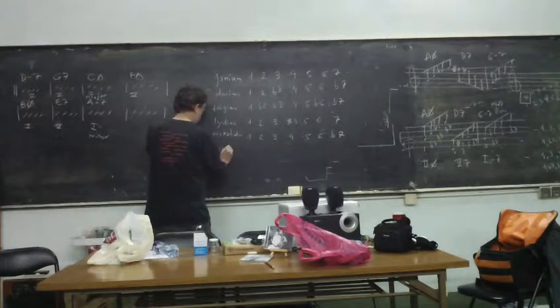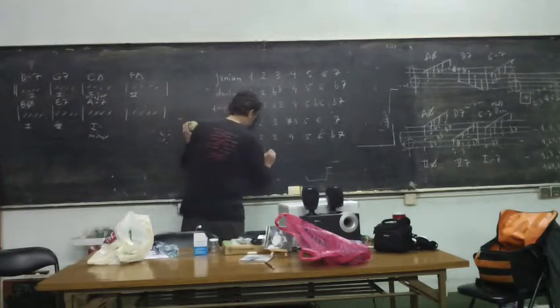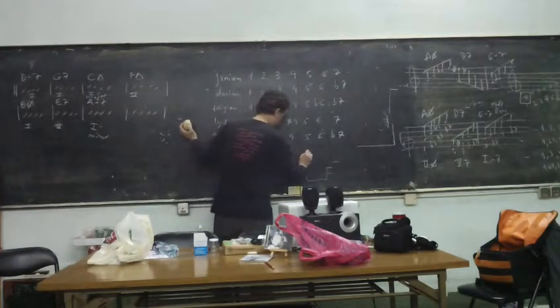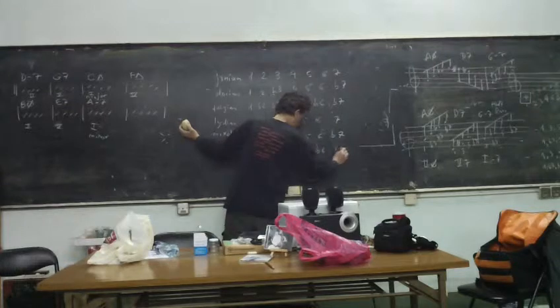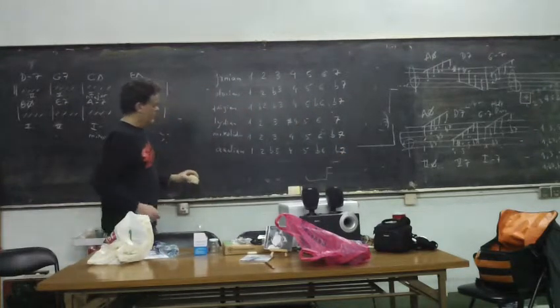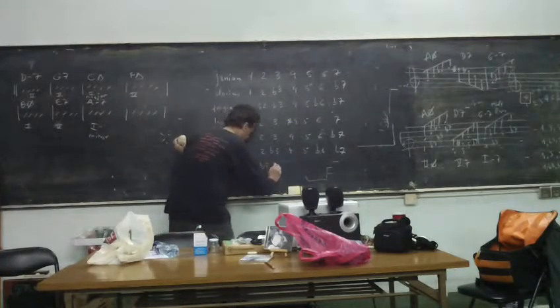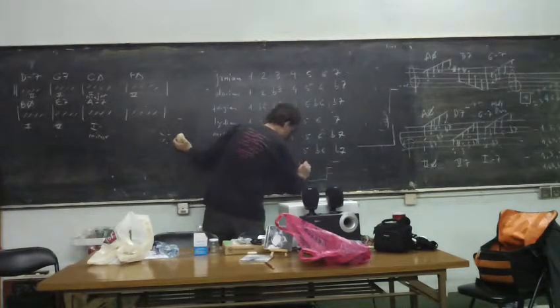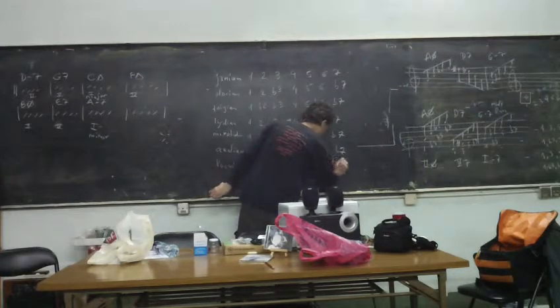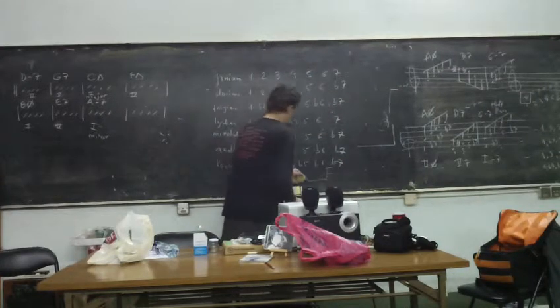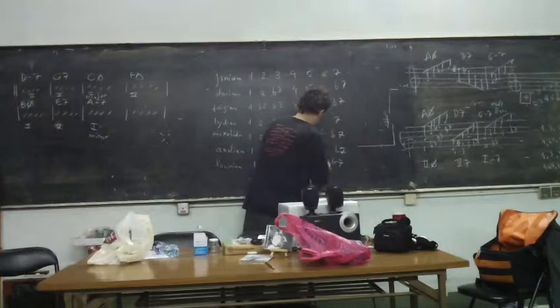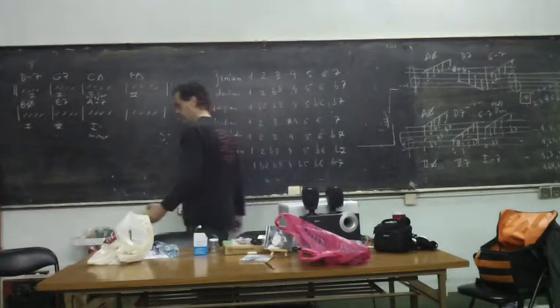Now comes the Aeolian. So it's 1, 2, flat 3, 4, 5, flat 6, flat 7. Okay, and then finally Locrian: 1, flat 2, flat 3, 4, flat 5, flat 6, flat 7. Okay?